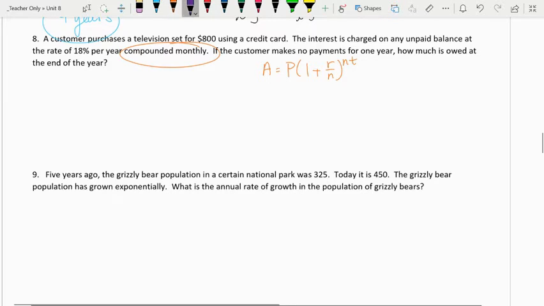And we can start plugging in. We start with 800. Our rate is 18%, so 0.18. Our n would be 12 because it's compounded monthly. And it is 1 year, so our time is 1. So then all you have to do is type this into your calculator. If you do that correctly, you would end up with $956.49.